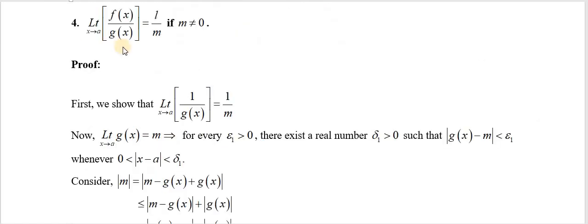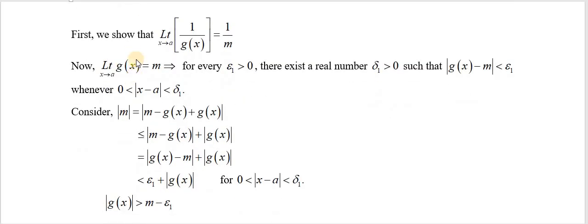Next, the fourth one, limit x tends to a, f of x by g of x equal to L by m if m not equal to 0. I already explained why we are taking m not equal to 0. So the proof of the fourth one is as follows. First, we show that limit x tends to a, 1 by g of x equal to 1 by m. Again, by using the definition of a limit of a function, we can write this.